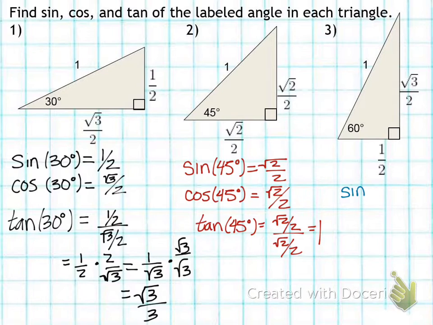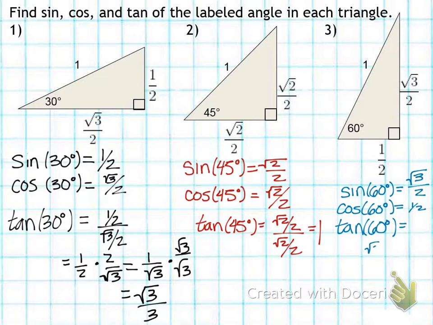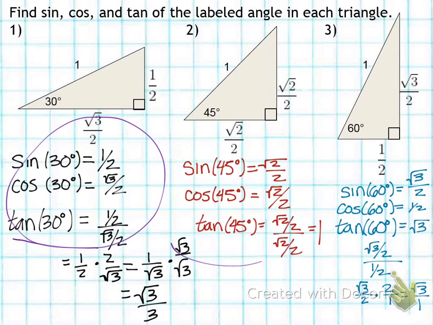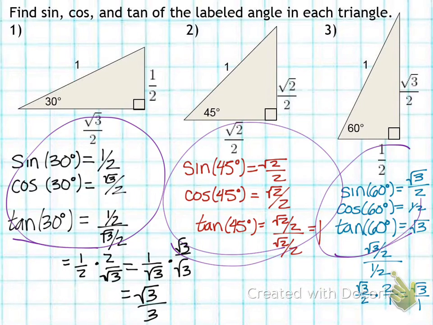And for the last one, 60 degrees, we do the same thing. Sine is opposite over hypotenuse, cosine is adjacent over hypotenuse, and tangent is opposite over adjacent. So for the sine, I get square root of 3 over 2. Cosine, I would get 1/2. And tangent, I do opposite divided by adjacent, so I have square root of 3 over 2 divided by 1/2. I multiply by the reciprocal, and I get the square root of 3 over 1, which is just the square root of 3. So these 9 values here are all really crucial to the rest of this unit.